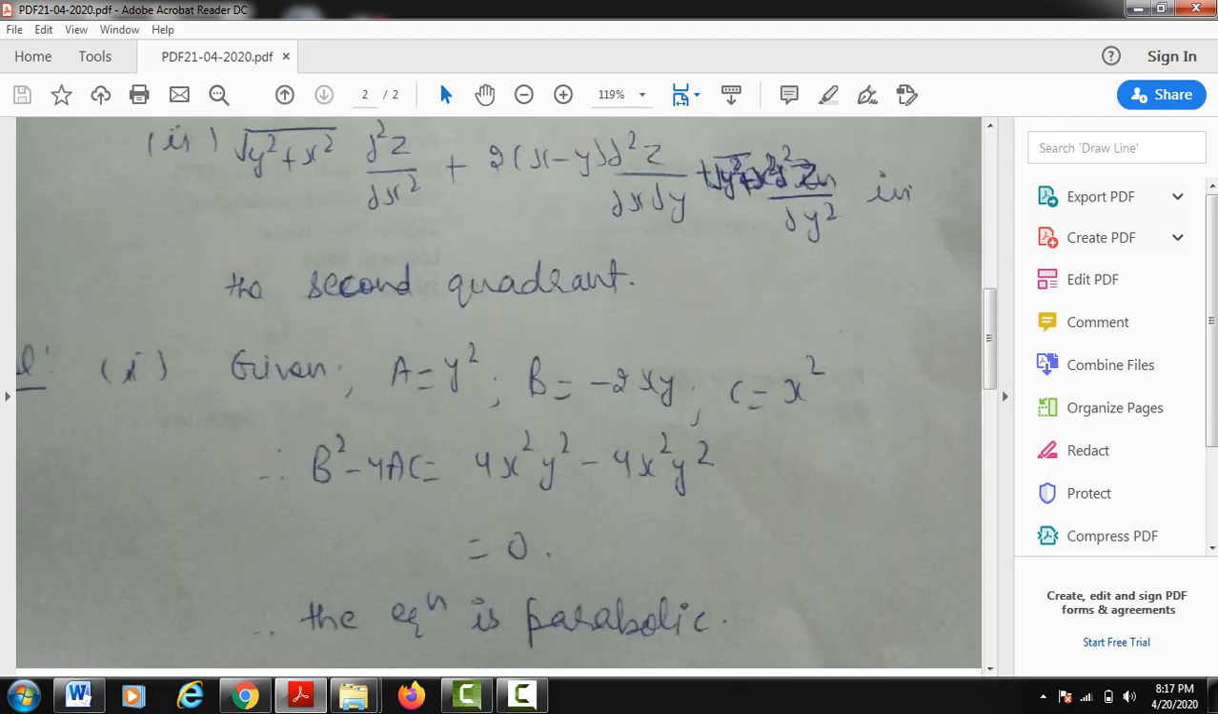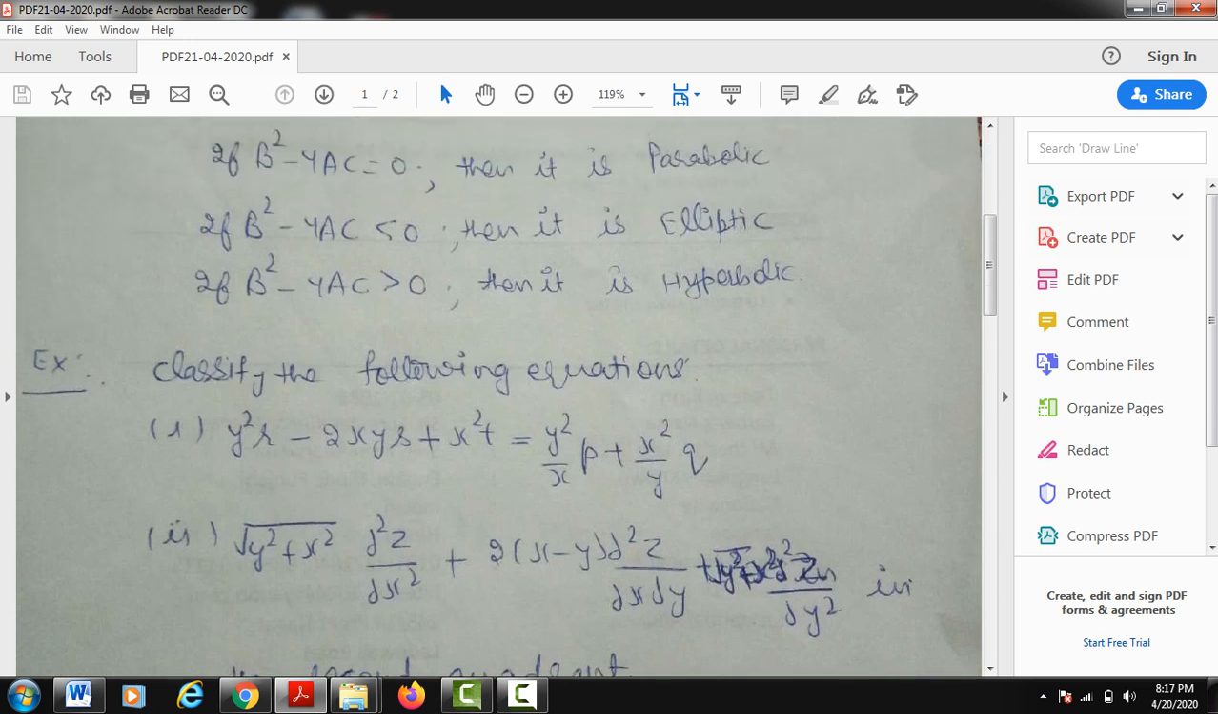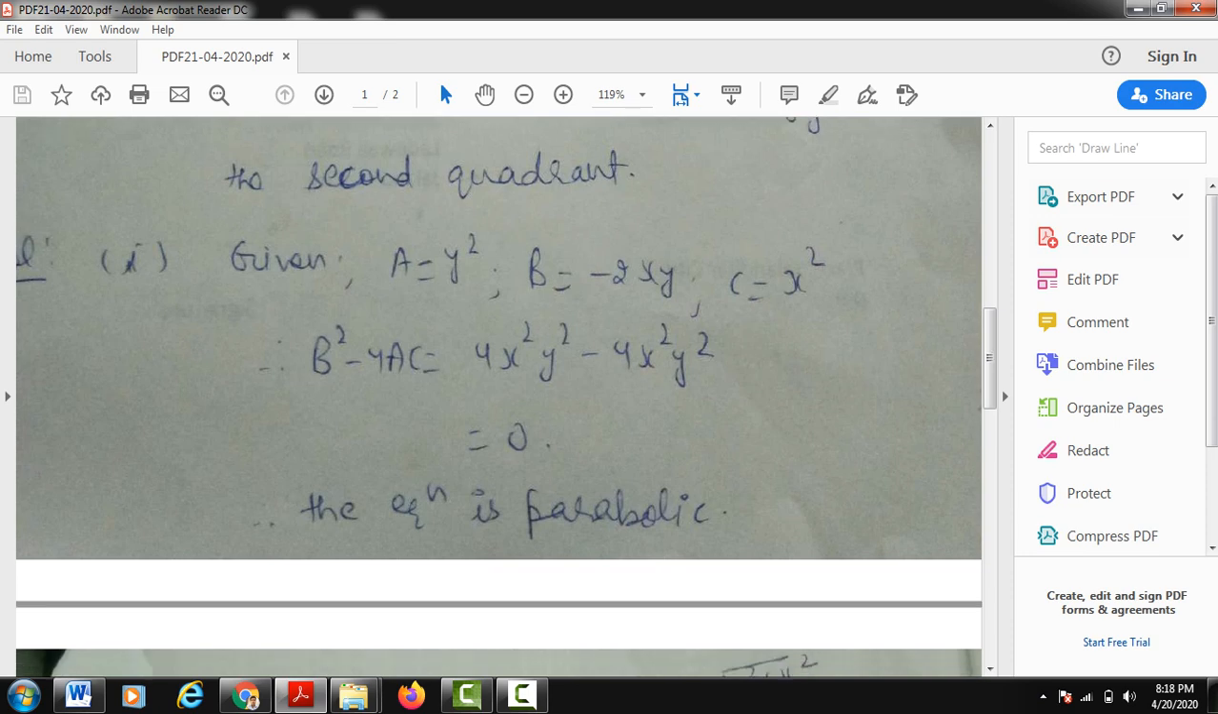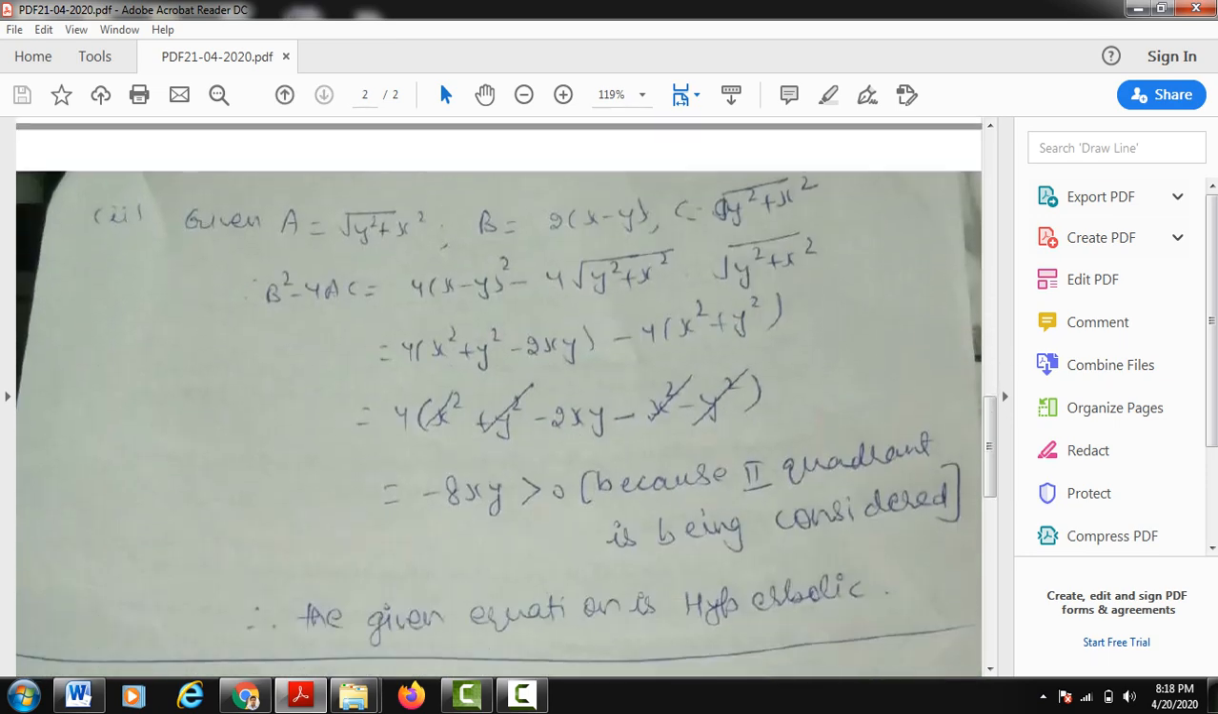Coming to the second part. The second part is we have to classify the equation under root y square plus x square ∂²z/∂x² plus 2(x minus y) ∂²z/∂x∂y plus under root y square plus x square ∂²z/∂y². Here the second quadrant of the plane is being considered. Okay. So first of all, again we will make the comparison of this equation with the general second order partial differential equation of degree 1.